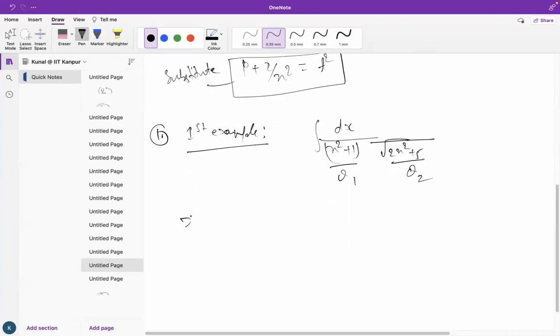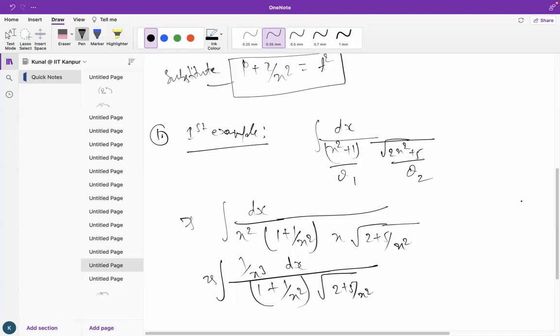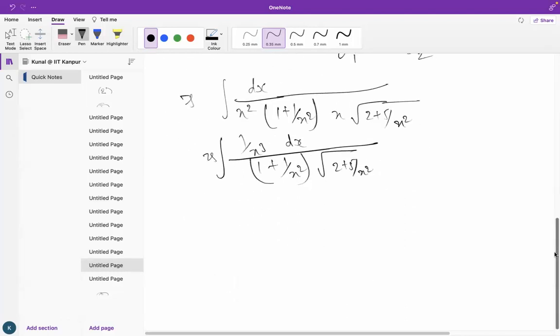So first take the x square term common. So in dx, we take the x square term common. So we get 1 by 1 plus x square, and from the root we get x square times 2 plus 5 by x square. So we get 1 by x cube dx, 1 by 1 plus x square and root under 2 plus 5 by x square. And as I just told you, whatever is written inside the square root, just put it as t square. So substitute 2 plus 5 by x square as t square and then differentiate it.